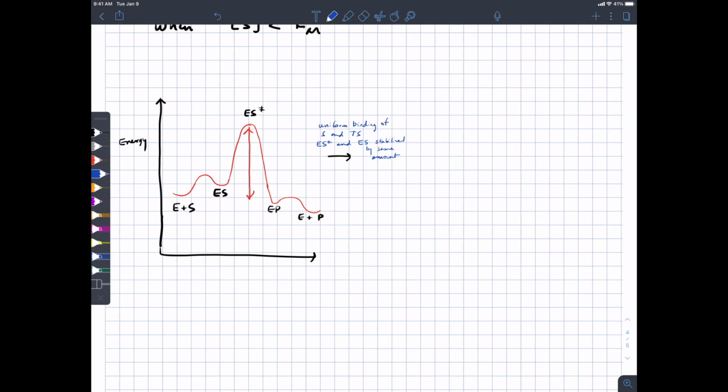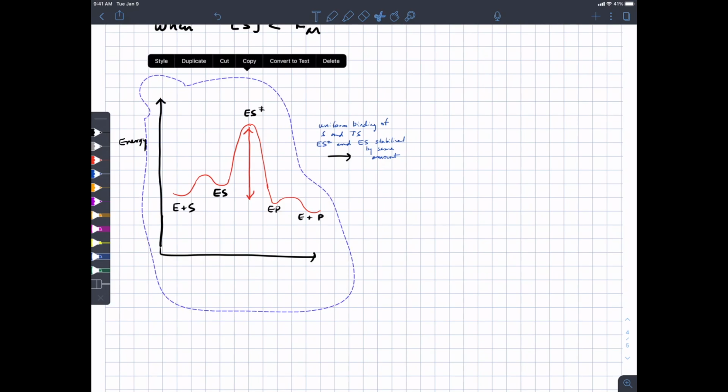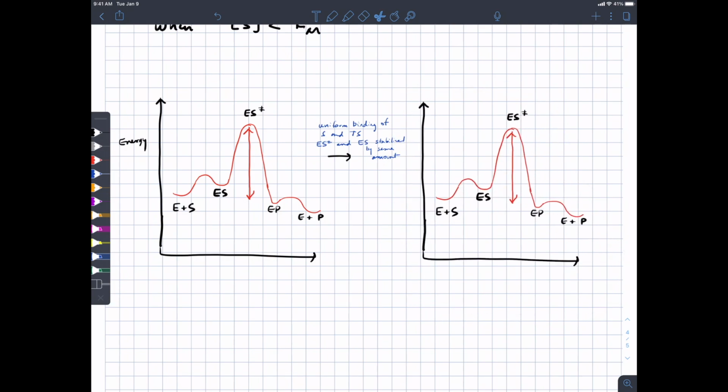All right, so what would that look like? Let's copy this, paste it over, and then let's say we stabilize the enzyme substrate complex by about this amount, and then the transition state by a similar amount. All right, now how does that change our activation energy? Our activation energy is between the lowest spot in our starting materials, which happens to be the unbound enzyme and substrate.